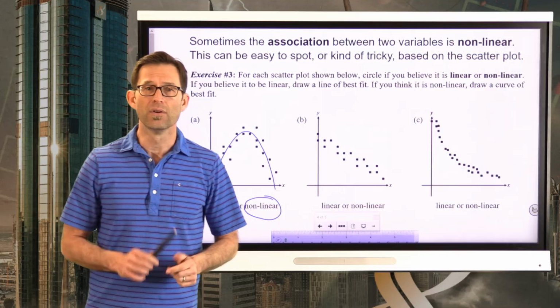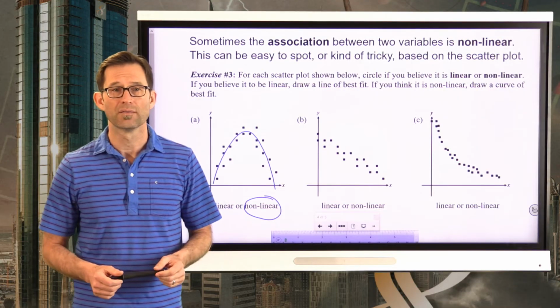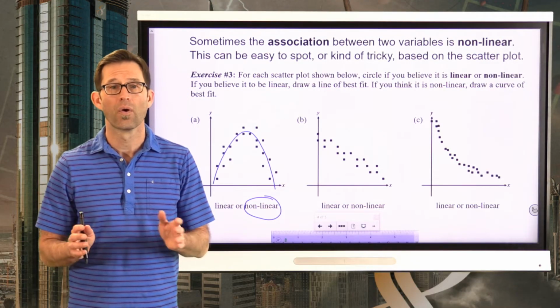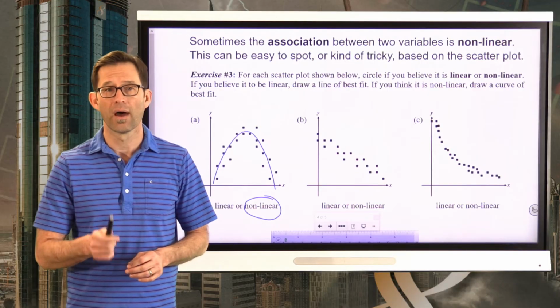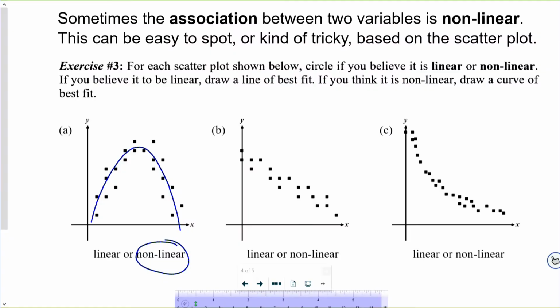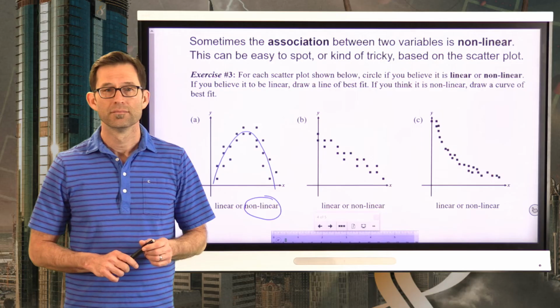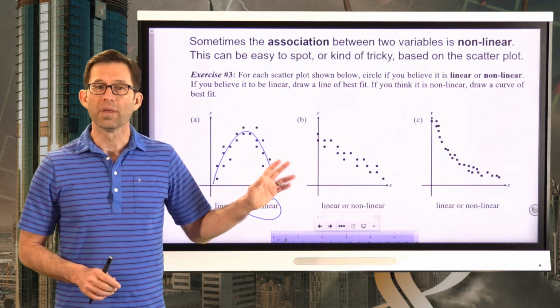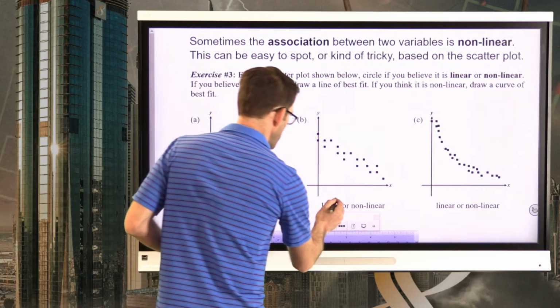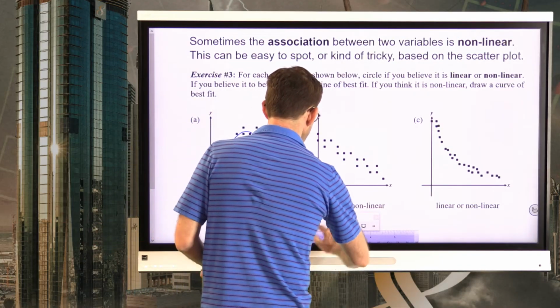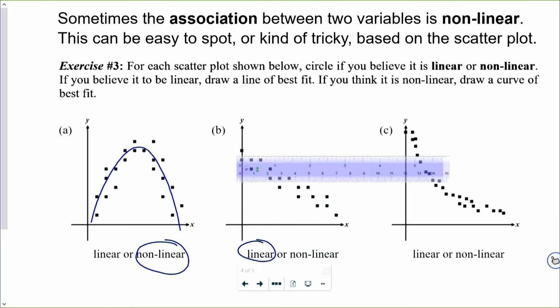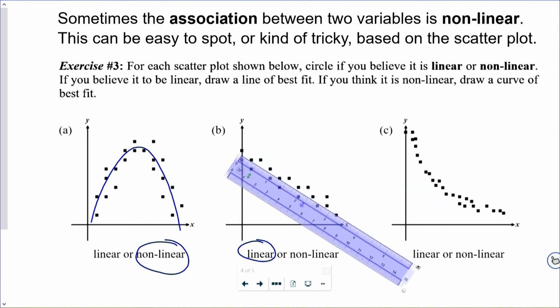Now, what I'd like you to do is play around with B and C to think about whether they are linear or nonlinear. Pause the video now and go ahead and do that. All right, well, letter B is most certainly linear, okay? And we can really get a nice line of best fit by kind of bringing our ruler up.